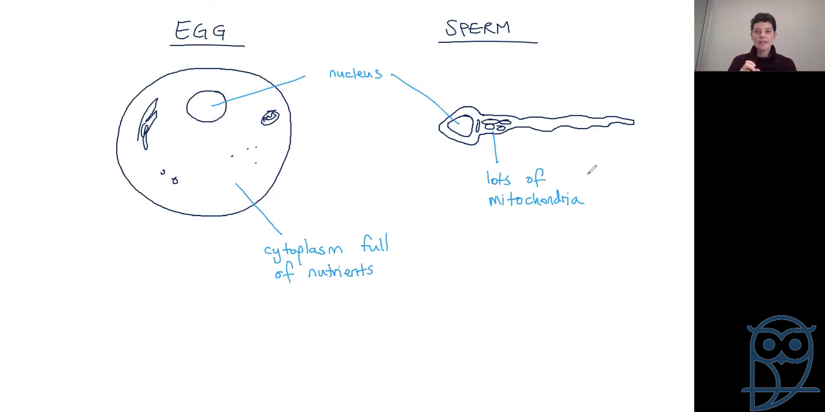Okay, the thing is that all the subsequent development is based on the egg. So we need that great big nutrient supply in order to provide the proteins and the fats and everything else that's needed for subsequent development. Okay, so it's really important that that egg is a large cell. Sperm's got to move, so he's got a lot of mitochondria, but he's very small because other than movement, it's just about the genetic material that's in that nucleus.